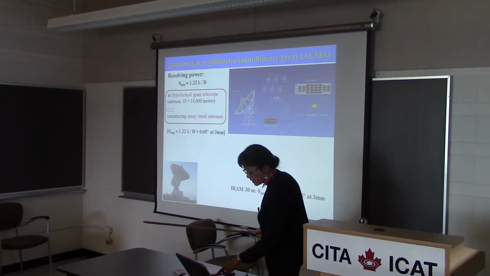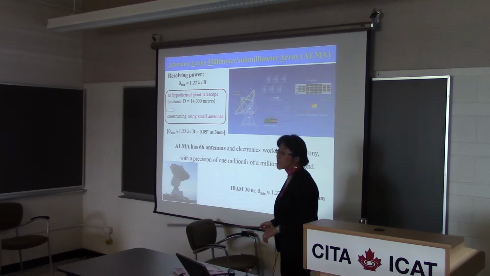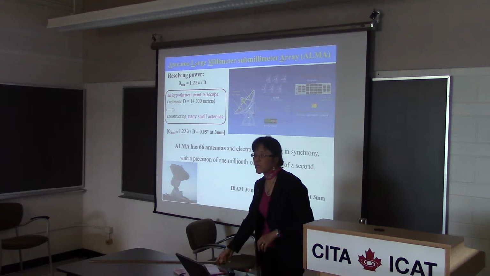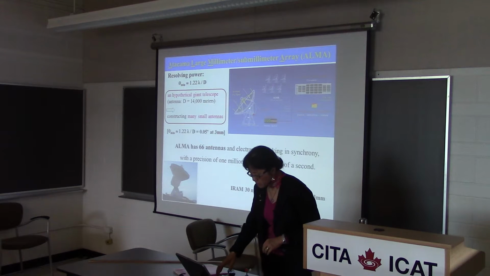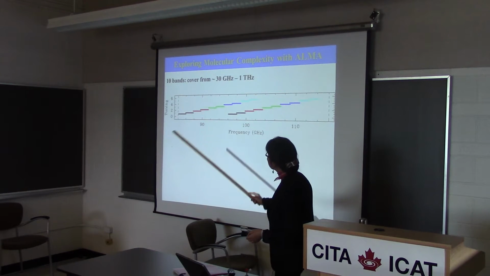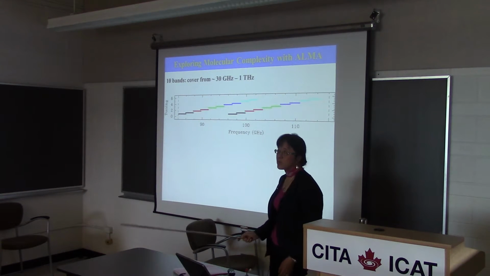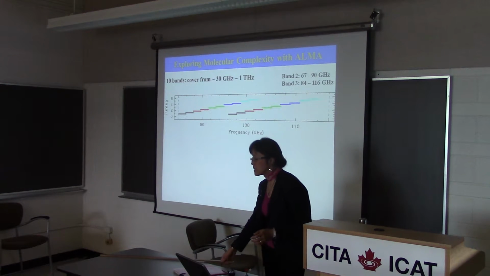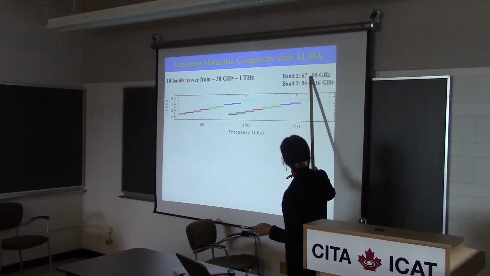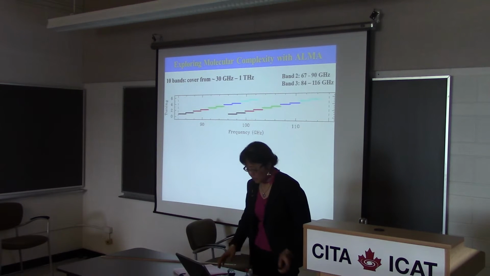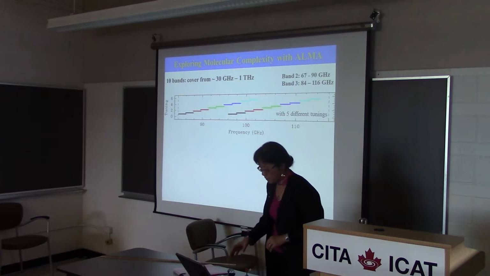Okay? So in the case of ALMA, there are 66 antennas, and it works electronically; everything has to be synchronized in high precision. ALMA has 10 bands and covers from 30 gigahertz to 1 terahertz. In our work, we use band 2 and band 3, and that's the frequency coverage we are using. Okay? Displayed here, in each band there are different tunings, about 5 tunings.